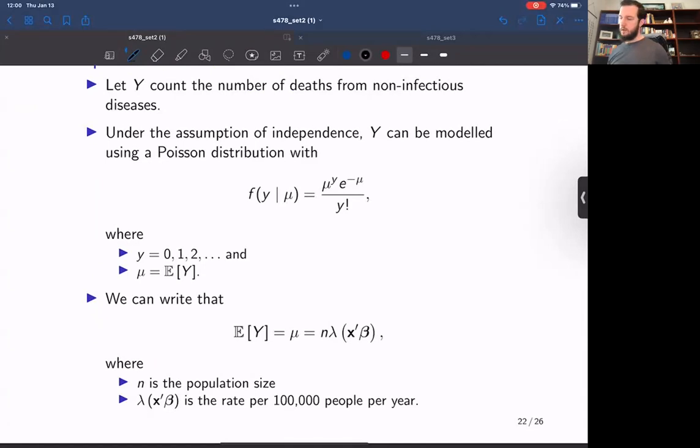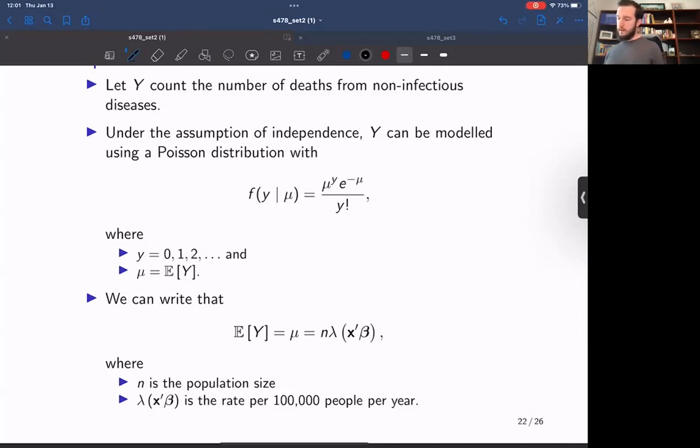But anyways, so we have f of y given mu is equal to mu to the y e to the negative mu over y factorial, right? So this is just the general definition of a Poisson random variable. Y is a whole number count. Typically, we use the Poisson when we have a rare number of occurrences that exist as whole numbers. And then mu is equal to E of y, obviously by definition, which is also equal to the variance.